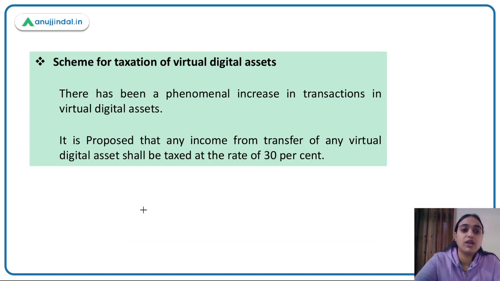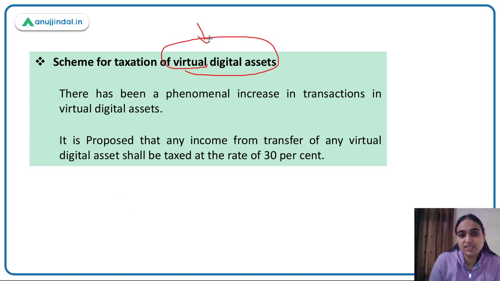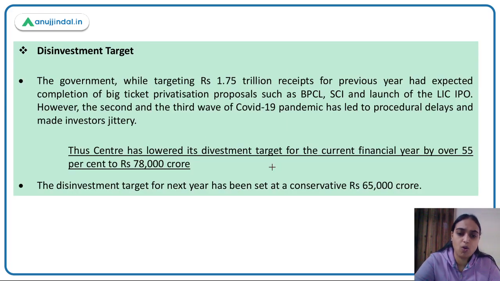Moving ahead to one more thing, that is taxing the virtual digital assets. Virtual digital assets are your cryptocurrency as well as your non-fungible tokens, the NFTs, your Bitcoin and so on. The issue with all of these was how they are going to be taxed. One of the major drawbacks of these virtual assets was the difficulty to tax them. So now it has been told in the budget that the virtual digital assets will be taxed at 30%. Alright, so this was all about the cryptocurrency and the virtual assets.